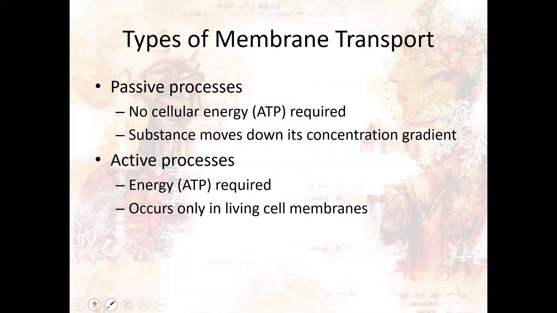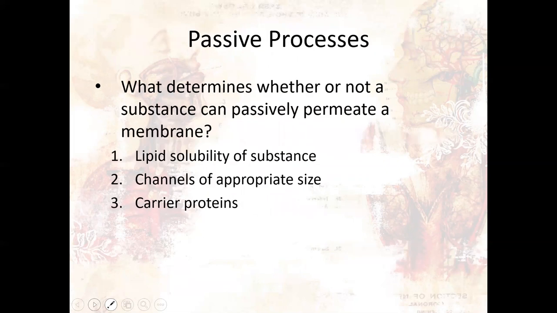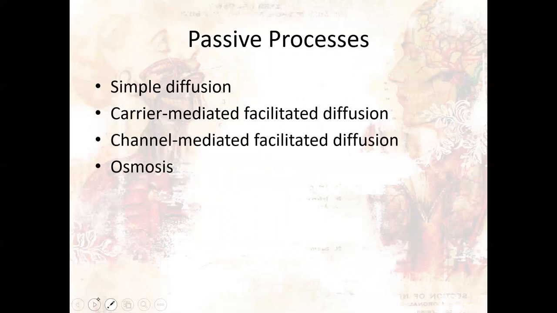So let's look at passive transport. No energy required. Now, some stuff can just freely cross that cell membrane. It doesn't need any help at all. Things that are lipid soluble freely cross the membrane. And you need to remember that. Lipids freely cross the cell membrane. That is called diffusion, simple diffusion.